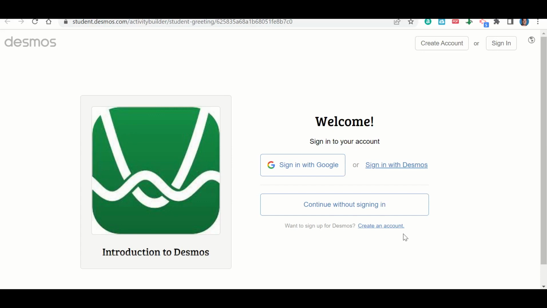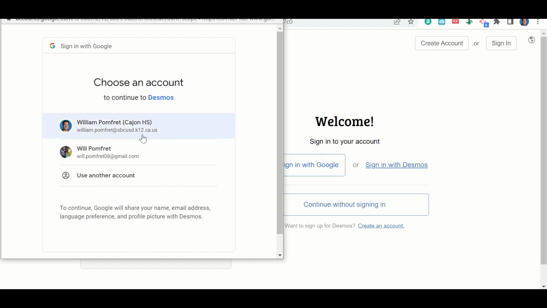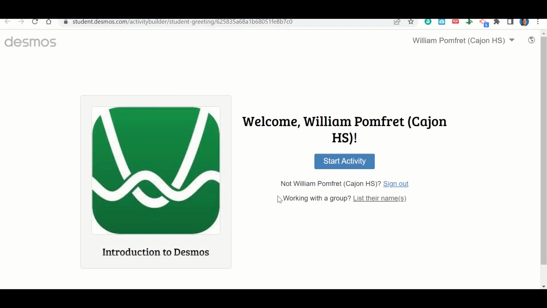So what we're going to do is you're going to click on the link to go to the assignment, and it should take you to a page that looks kind of like this. And right here where it says sign in with Google, we're going to click there. And it's going to pop up with our email accounts. You're going to click on your school email account, and it should already have you logged in because you should have already been logged in using Google Classroom. From there, I'm just going to click Start the Activity, and it will take me into the assignment and allow me to begin. So that's how you will log in to Desmos using Google.